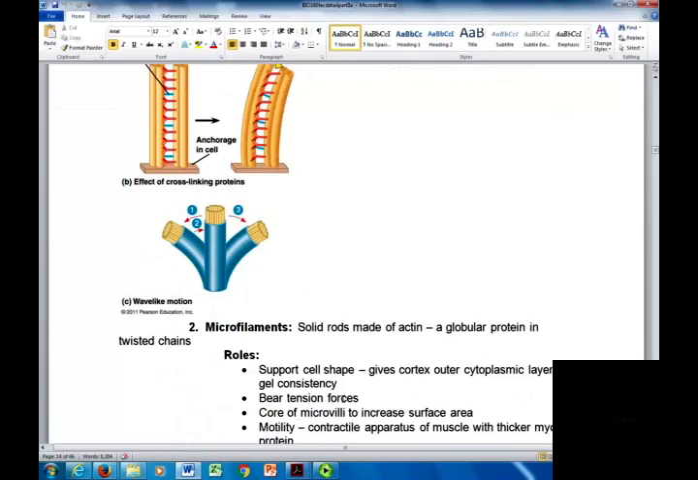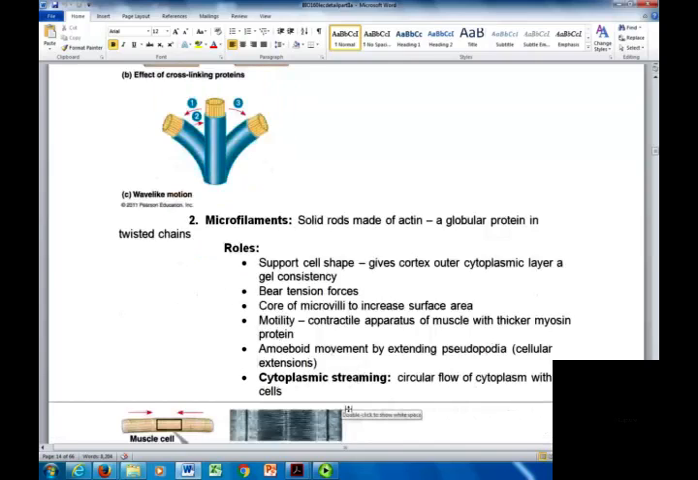So the microfilaments, these are solid rods made of the protein actin. Actin is a globular protein that will be shaped in twisted chains. They help give support to the cell shape. They'll give the cortex of the outer cytoplasmic layer a gel consistency. They'll help to bear tension forces when the cell needs to stretch. They're going to be the core of the microvilli that help increase the surface area.